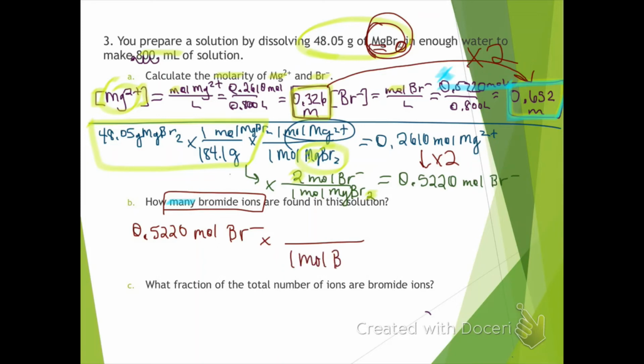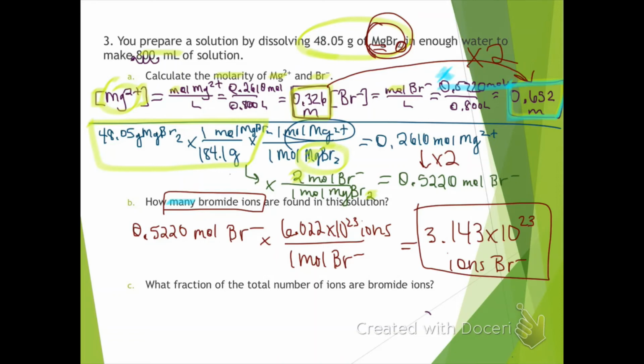We know that every 1 mole of Br minus, or 1 mole of anything, contains Avogadro's number of particles. So once we multiply by Avogadro's number there, keeping our 4 sig figs, we should find our total ions of Br minus in that solution. So lastly, on part 3, we want to know the fraction of the total number of ions that are bromide ions.